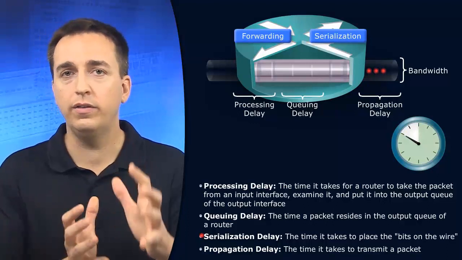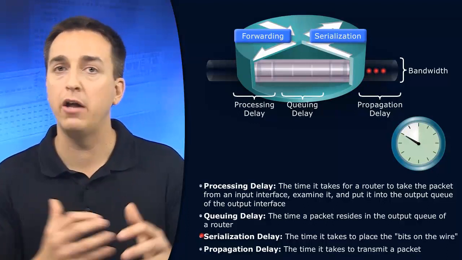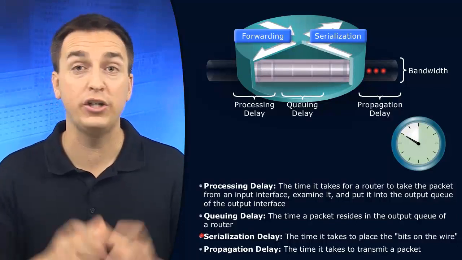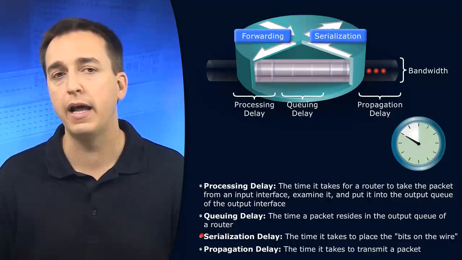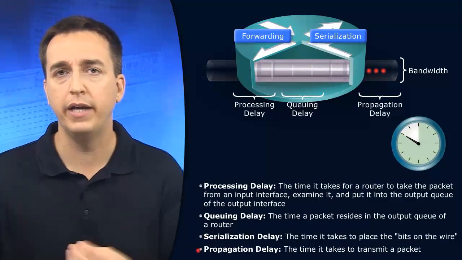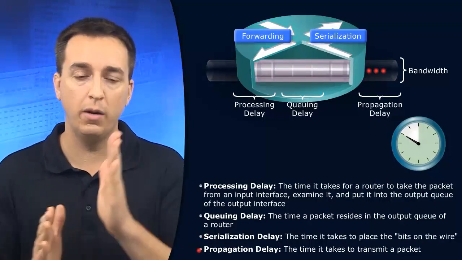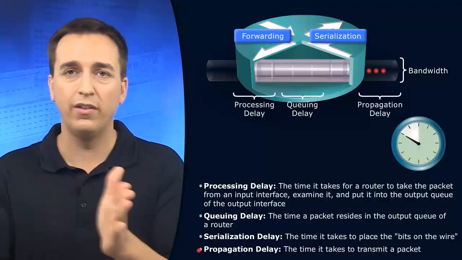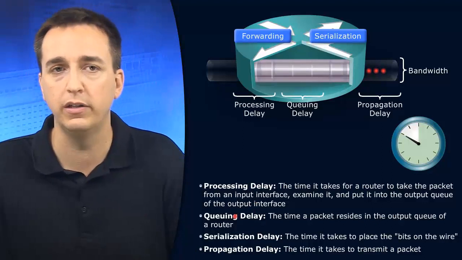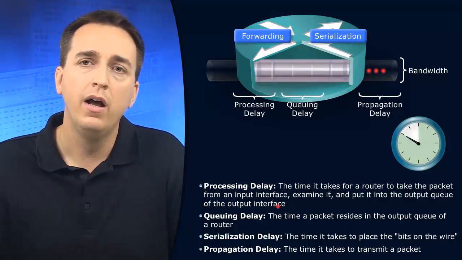And all of these can be variable depending on the amount of traffic, the resources that are being used on that particular router or the resources being used on the network. And we have that propagation delay, which is the time it takes to transmit that particular packet, so from one interface on one device to the other, which is typically going to be constant. So the big deals here are processing delay, queuing delay, and serialization delay.